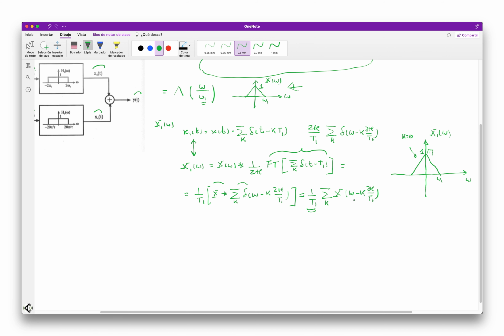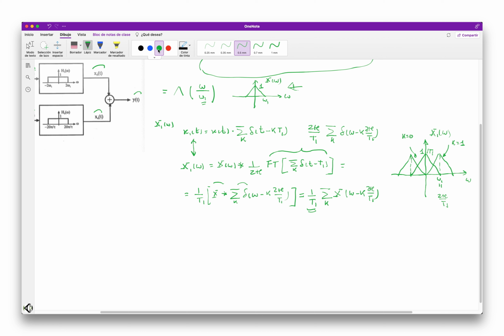Now the next one, for k equal to 1, we need to move x to 2 pi divided by T1. But omega 1 was exactly 2 pi divided by T1. So this means that the next triangle, we need to move it right over here. This will be the corresponding triangle to index k equal to 1. And so on. To the left, the same will happen. We'll have here minus omega 1, and over here the triangle to the left corresponding to k equal to minus 1.